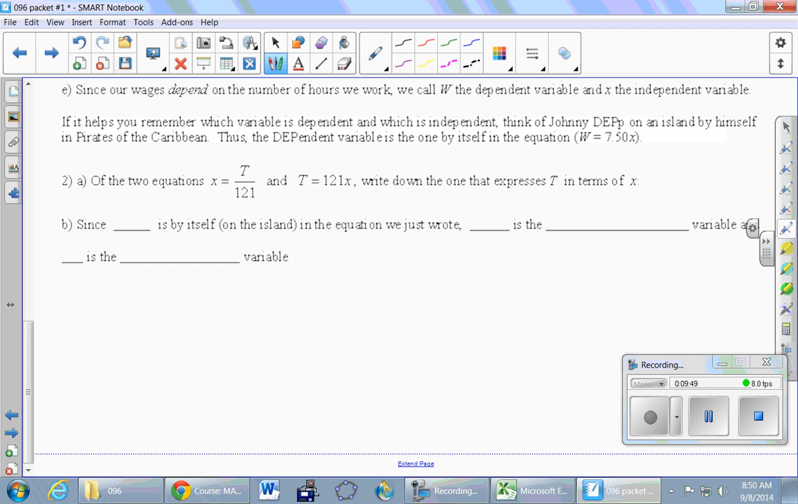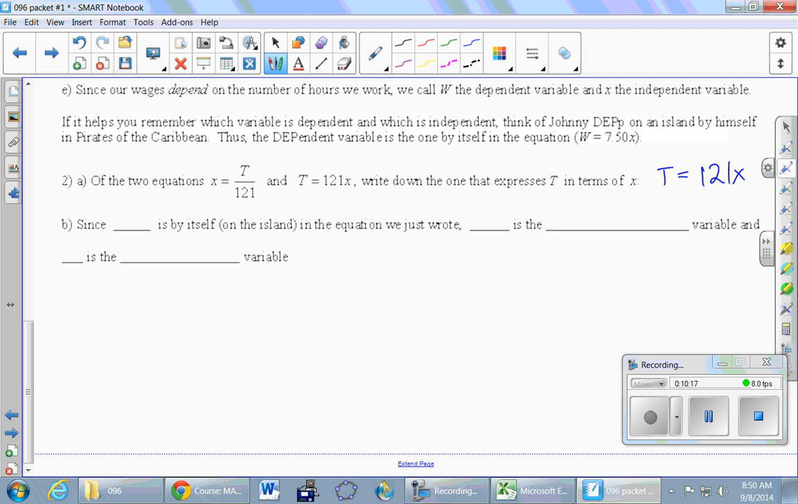Okay, only one of those equations expresses t in terms of x. I want you to copy the one of those two things that expresses t in terms of x. You could circle if you want. Is it the first one or the second one? It's the second one because t is by itself. So t in terms of, as soon as you see that phrase, you know it starts t equals. And so 121x is the right equation here.